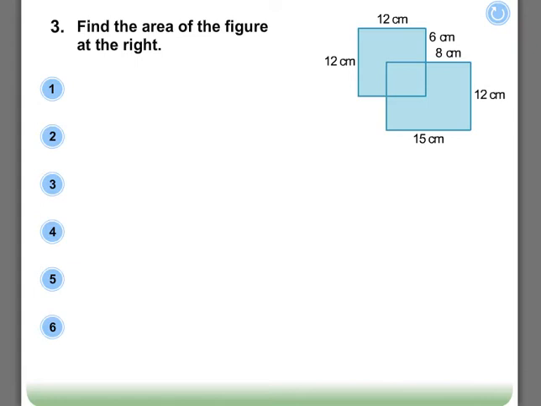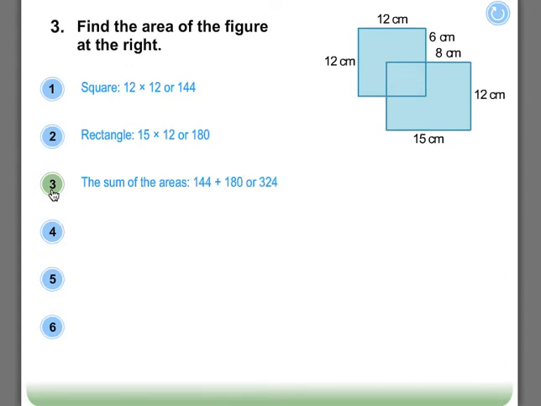Okay, find the area of the figure at the right. Oh, right, because they're touching. Oh, that hurts my head. Okay, so we see this is a square, right? 12 times 12, that's 144. And the rectangle is 12 and 15, right? It's 180. Well, we can't just add 144 and 180 together because that repeats that. So we got to figure that out.